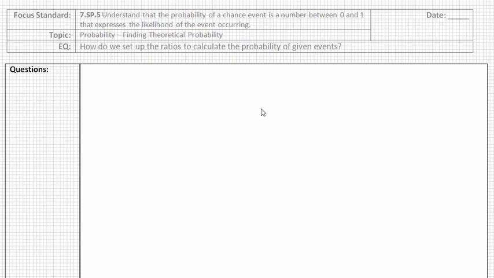So take a moment, pausing the video if you need to copy down the topic, essential question, and today's date in the header, set up your question column and your note column, and resume the video when you're ready to begin.